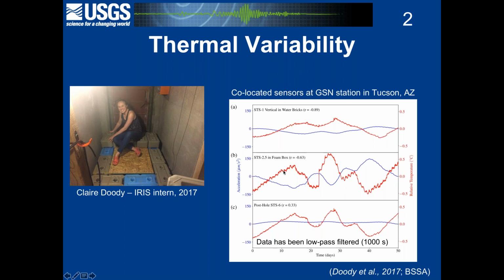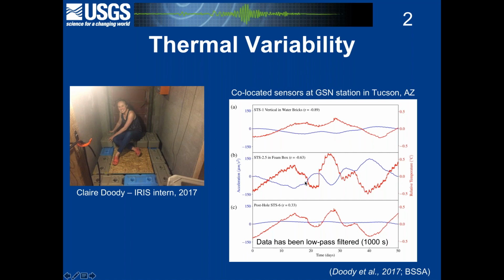So you can see that in the foam box, we have thermal variations over this course of 50 days in the vault of about 1 degree centigrade peak to peak. But by putting the sensor in water bricks, we've essentially halved this thermal variability that we see in the vault. We've taken a lot of it out. The other thing that I want you to notice is that the output of the sensor is directly related to changes in temperature here. So right here we have a Pearson's correlation coefficient of 0.89. So it's showing that this signal on the seismometer is probably driven by changes in temperature.